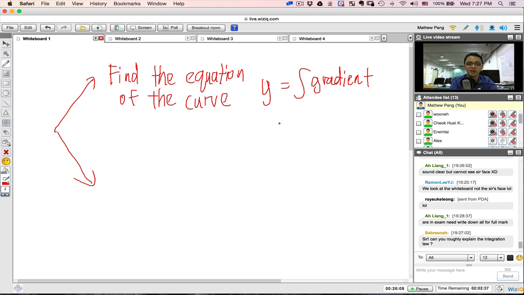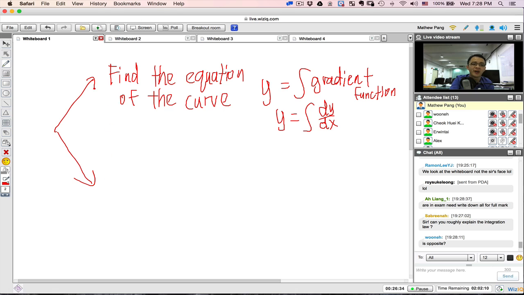So y equals the integral of the gradient, or on the other hand, they will say y equals the integral of dy dx. To be more accurate, I cannot call it gradient, I should call it gradient function. So you must understand the purpose of integration, because when you integrate dy dx, you will get the equation of the curve. This is very important in paper 2, because sometimes they will join the differentiation question and ask you to find the equation of the curve. If you do not know that integrating dy dx gives the equation of the curve, you will lose 3 marks.